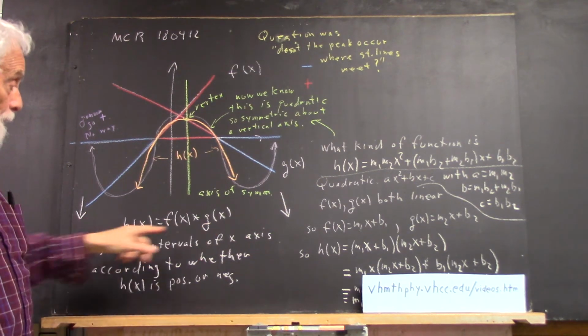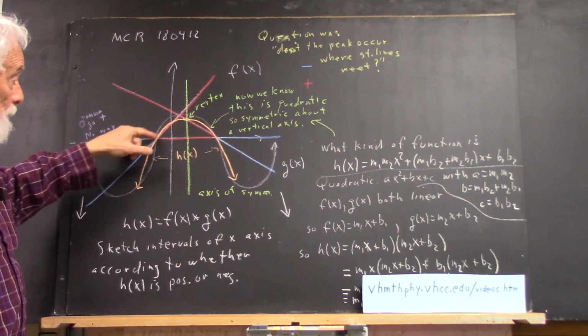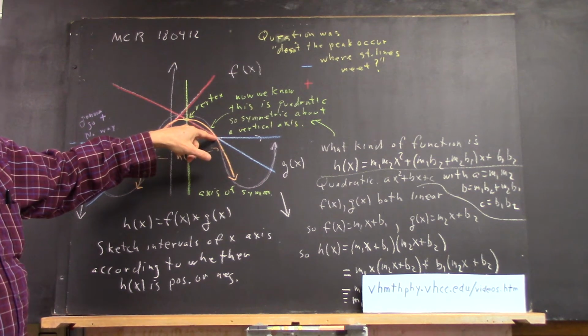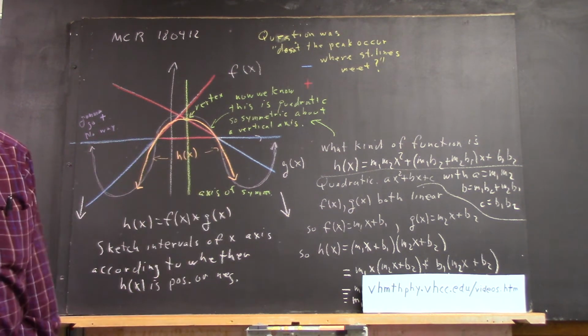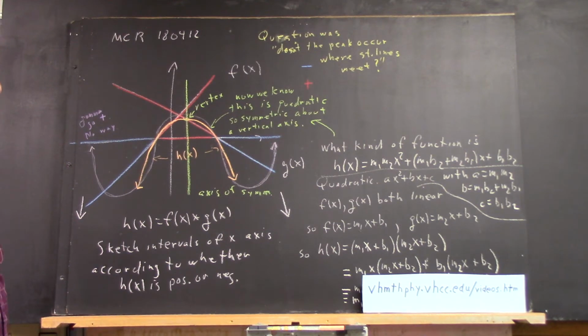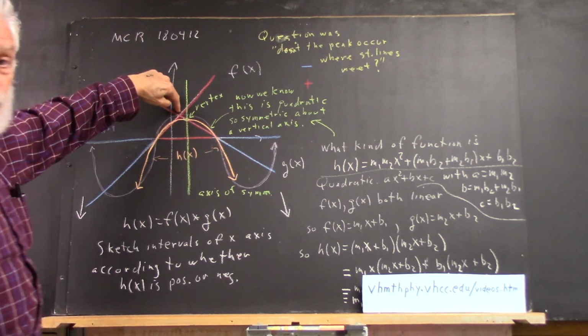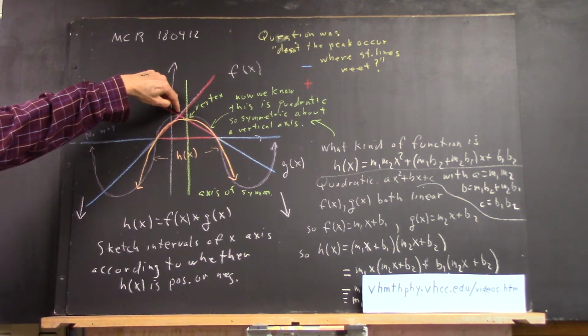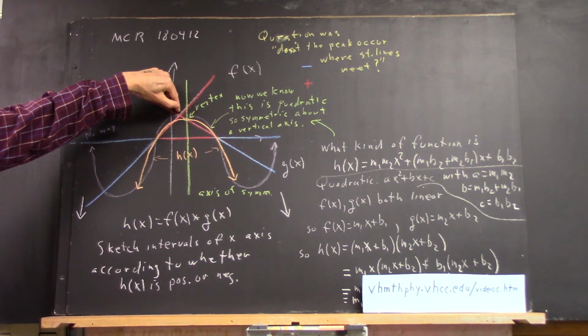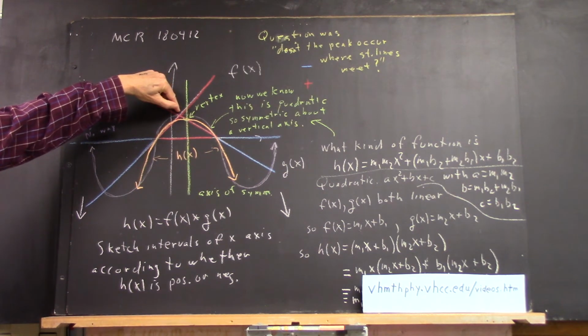Because if one of these is 0, the product is 0. So we have zeros here and here. Then the question arose, well, wouldn't this thing peak where these two graphs cross? It's a reasonable thing to think, okay? But it doesn't work out that way.